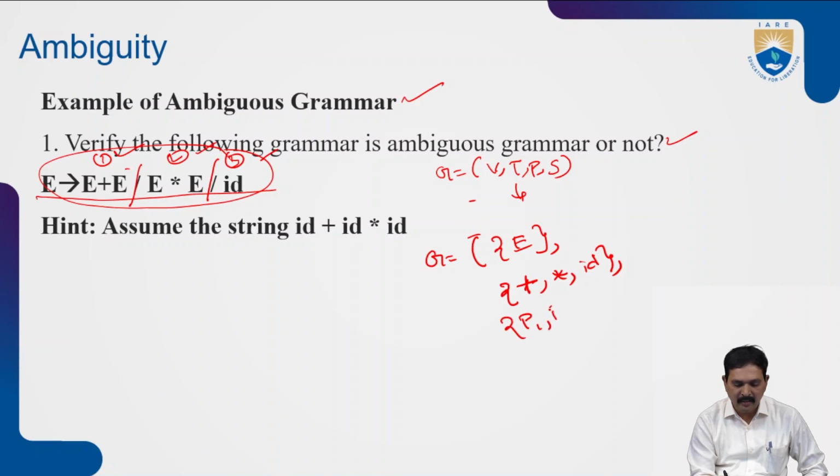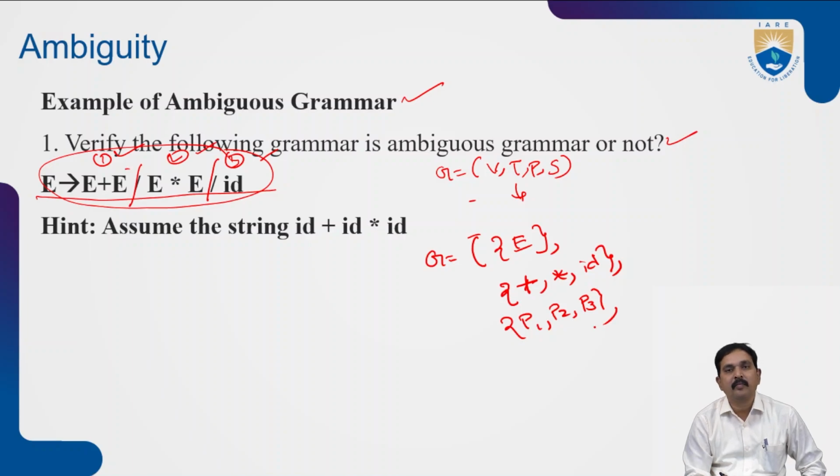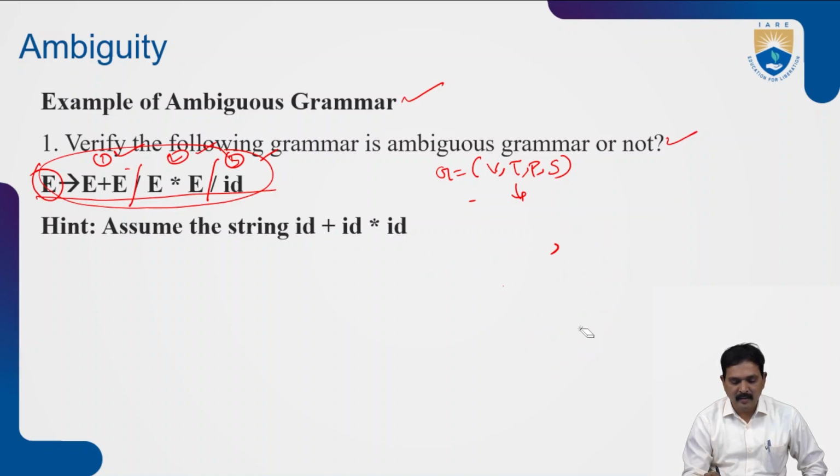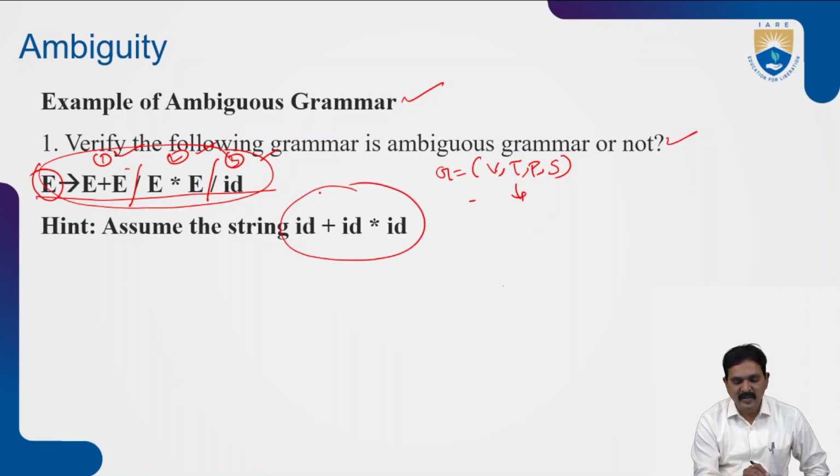You can take them as P1, P2 and P3. I am not writing them here, as I already explained these productions. The starting symbol is E. So this is the grammar. Now, based on the input string given in this question, we can show whether this grammar is ambiguous or not. Here I am taking the input string ID plus ID.